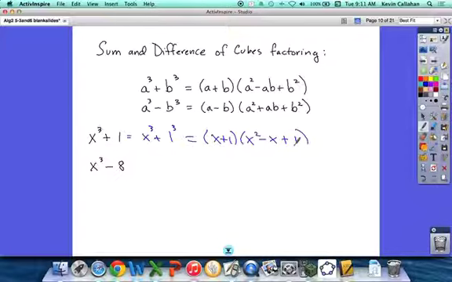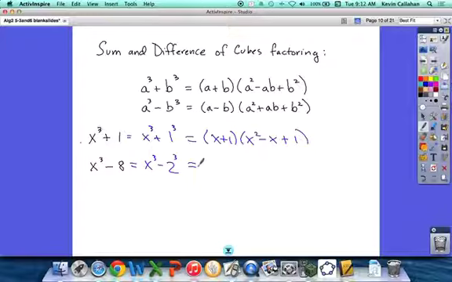How could I write x to the third minus 8 as the difference of cubes? What number cubed equals 8? x to the third minus 2 to the third. 2 times 2 is 4, times 2 is 8. 2 to the third equals 8.